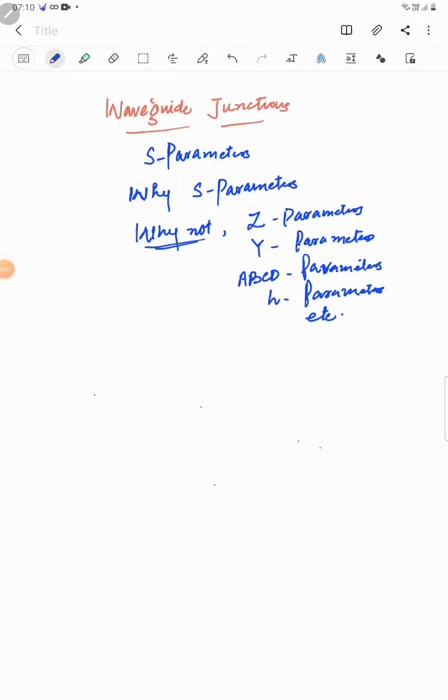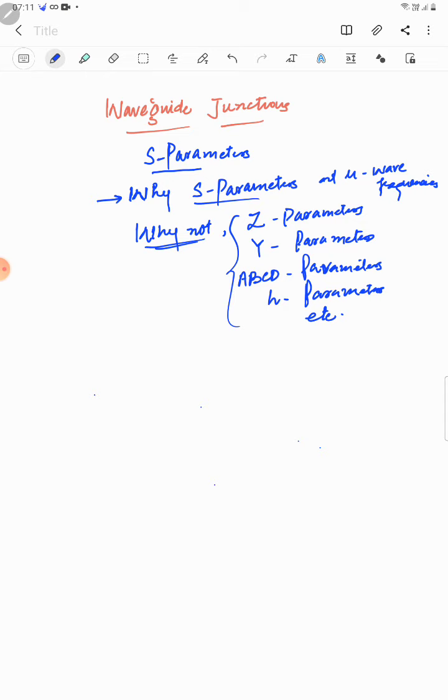I welcome you all to this lecture on waveguide junctions. Today we'll discuss waveguide junctions. We'll also try to describe a set of parameters called S parameters. We'll also see why we use S parameters at microwave frequencies, and why not the other parameters like Z parameters, Y parameters, ABCD parameters, or H parameters, etc. At microwave frequencies, we prefer S parameters over Z, Y, ABCD, or H parameters.